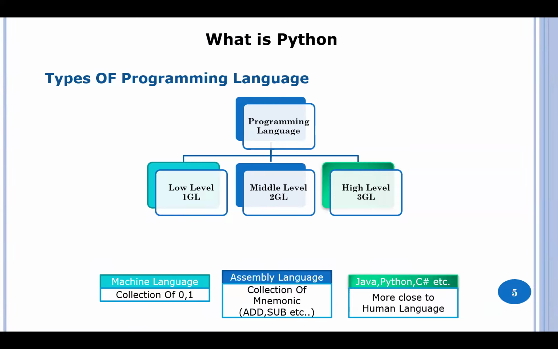So we have divided programming languages into three categories: low level, mid level and high level. लो लेवल में क्या आता है? मशीन लैंग्वेज आता है. मिडिल लेवल में आता है असेंबली लैंग्वेज, and all other languages that you have heard, these all languages come under the high level language. लो लेवल लैंग्वेज को ही हम क्या बोलते हैं? फर्स्ट जनरेशन. मिडिल लेवल को हम बोलते हैं सेकेंड जनरेशन, और हाई लेवल को हम बोलते हैं थर्ड जनरेशन.